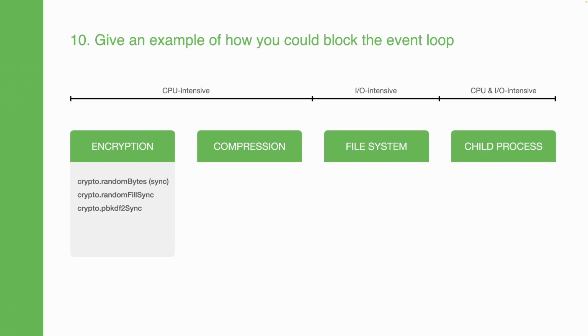The next set of blocking APIs comes under the umbrella of compression APIs. So deflateSync and inflateSync are native Node APIs for compressing and decompressing data respectively. In both cases, they accept a buffer with data as input and a set of options.